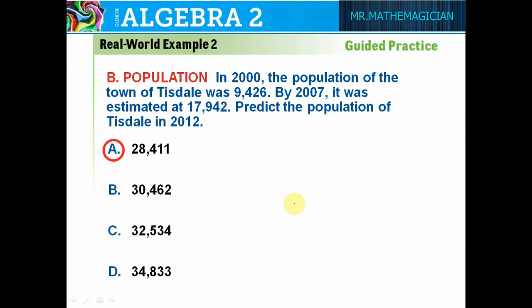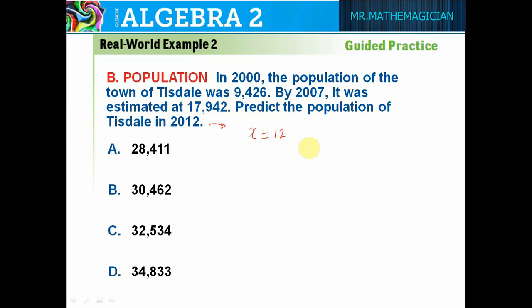Now, in 2000, the population of the town of Tisdale was 9,426. By 2007, it was estimated at 17,142. Predict the population of Tisdale in 2012. Of course, in 2012, you will substitute x as 12 in the previous equation that you discovered.